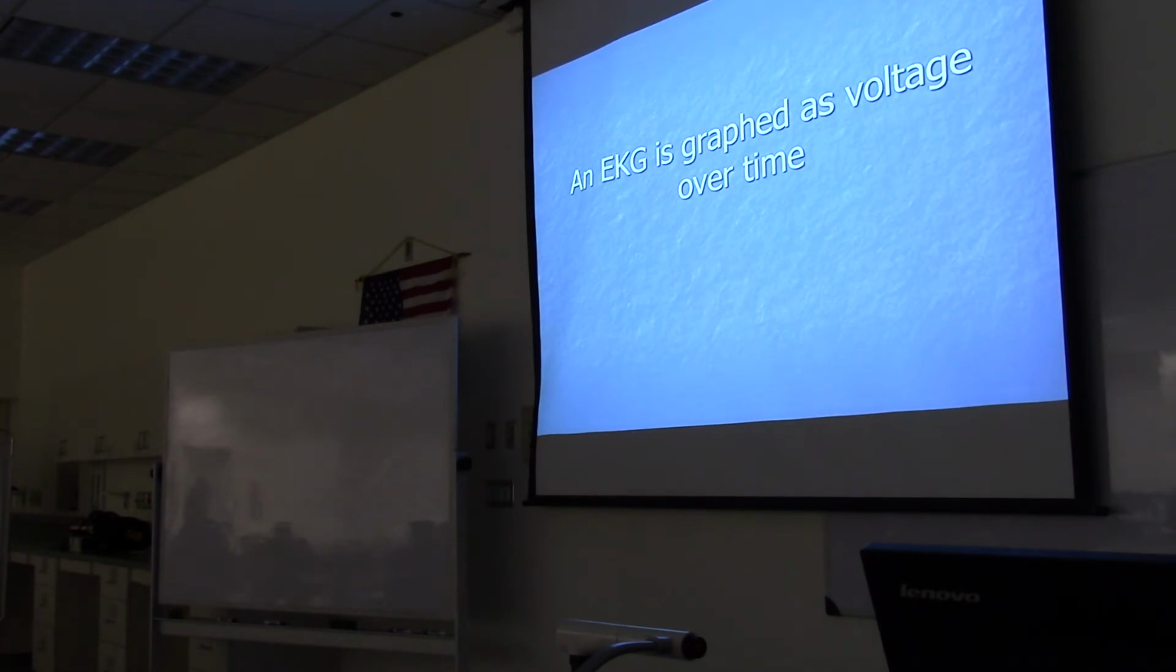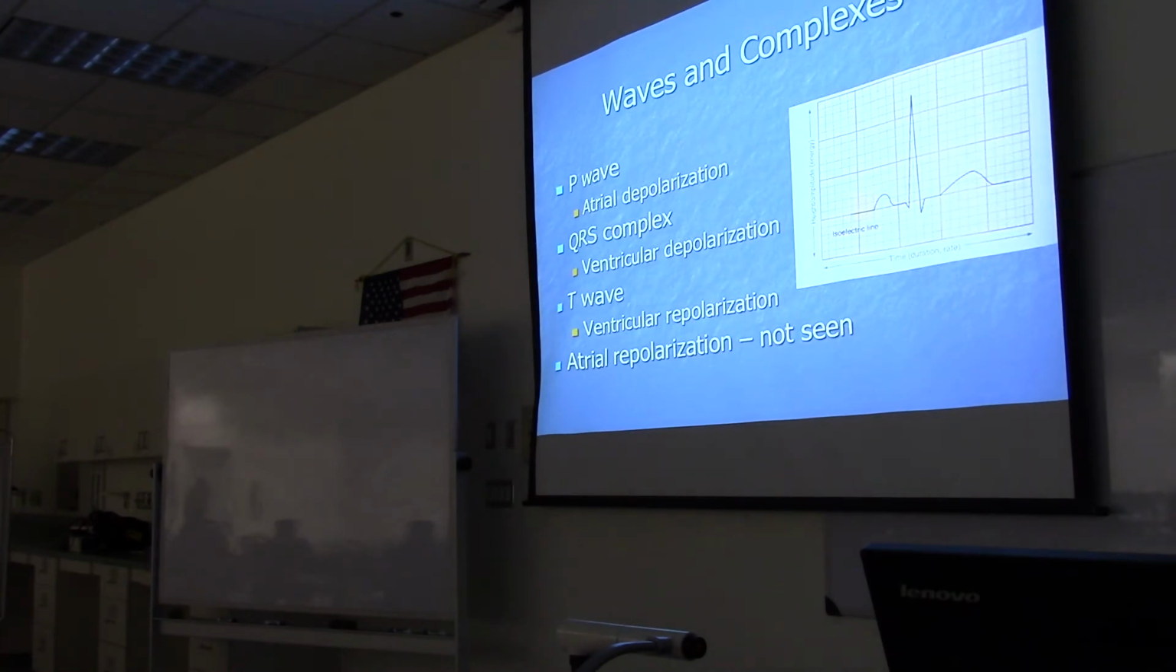All right, an EKG is graphed as voltage over time. I'll go through the different waves and then we'll stop and do the rest after lunch. All right, so looking at an EKG tracing, we see the P wave, and that's this little blip. And the P wave shows up when the atria depolarize.